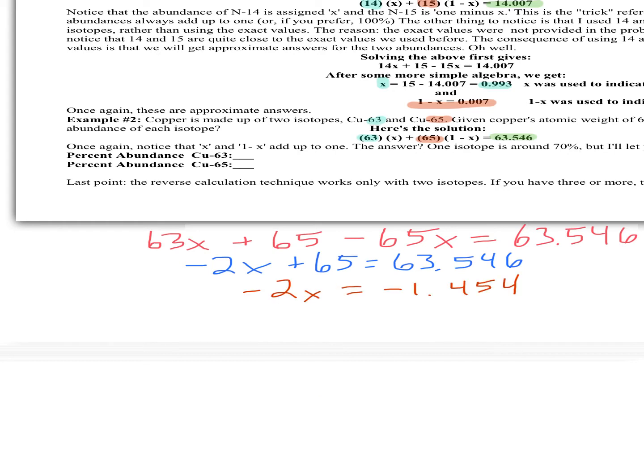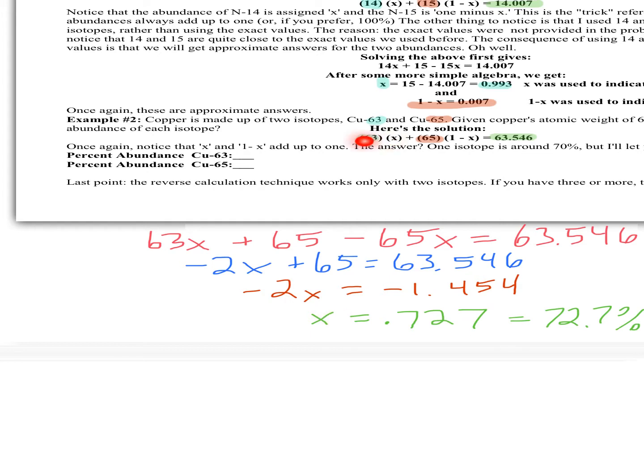Now I still need x by itself, so I need to divide both sides by a negative 2. This is being multiplied by a negative 2, so to get x by itself, I need to do the exact opposite. Divide by negative 2. And in that case, x equals 0.727. Okay, now this is the decimal form of the percent, which would equal 72.7%. Now to figure out which element has this percent, well, where did you put your x?